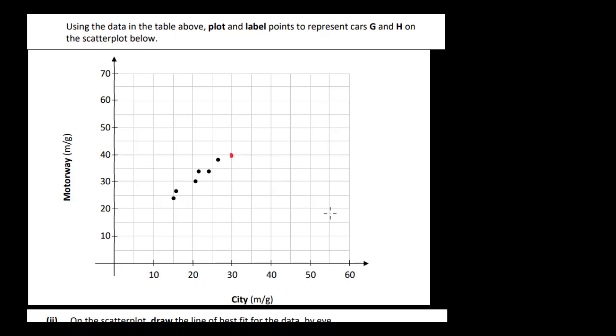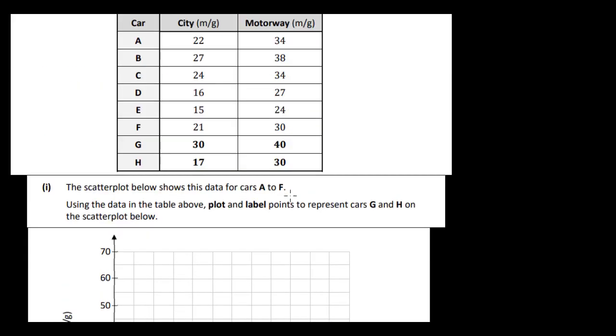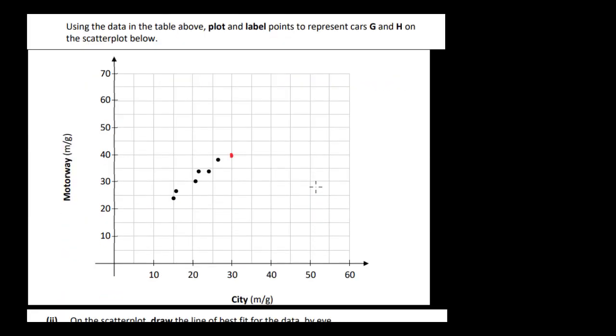And the other one then is 17 in the city and 30 in the motorway. That's going to be somewhere around here. Okay, so there are 2 points plotted. That's all we have to do there, I think.